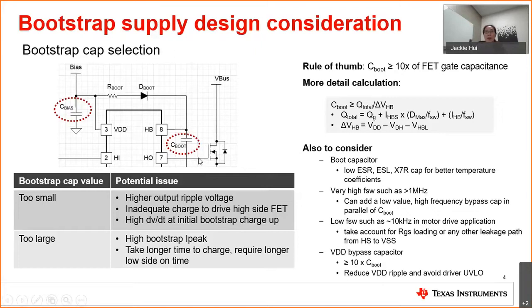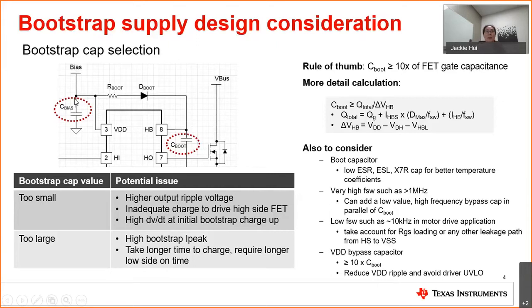For example, if you have a gate to source resistor, that will increase the leakage current that will be loading from the boot cap. So when you calculate the boot cap value, you should take that into account as well. Now, besides the bootstrap cap, another cap that you also need to pay attention to is the VDD bypass cap, because during the charging event of the boot cap, current is actually going to be taken out from the bypass cap, the VDD cap here, initially.